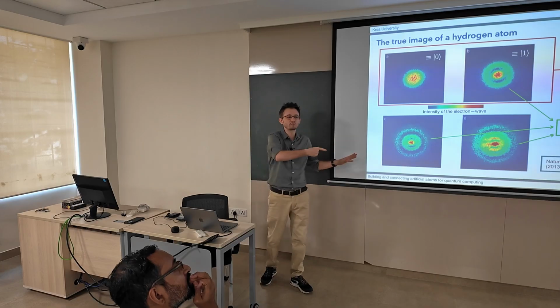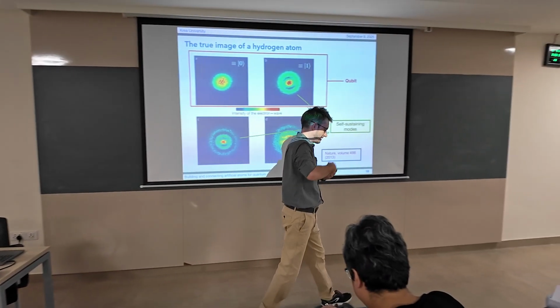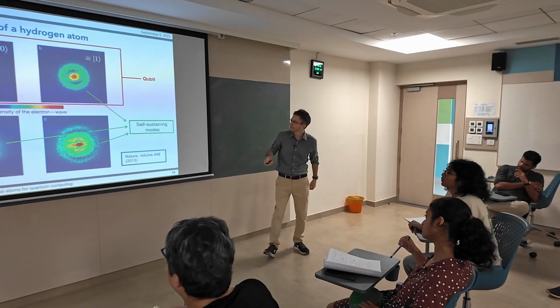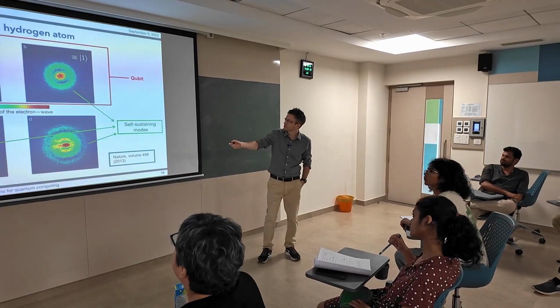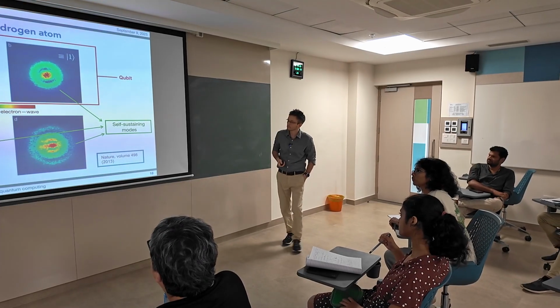Okay, this time it's a bit more concrete. The electron in the box was just explaining how we can create a qubit. Now with the atom, we can actually use these two states and basically create a qubit out of it.